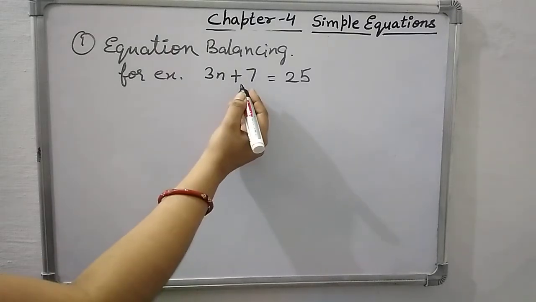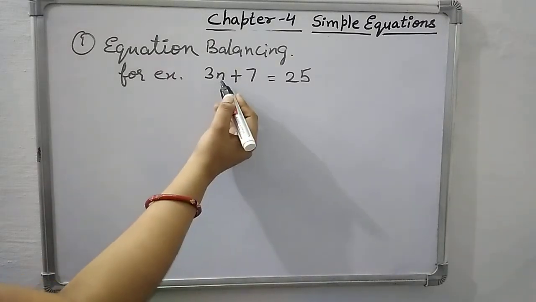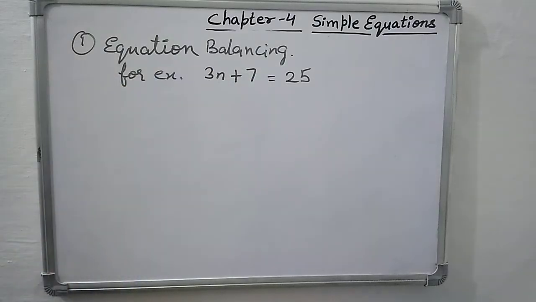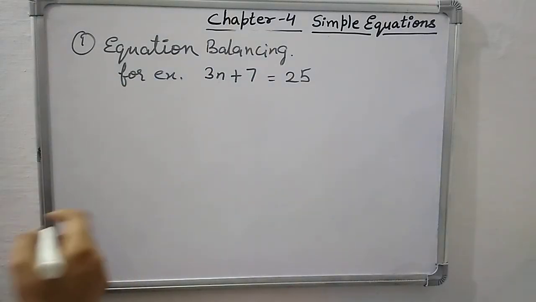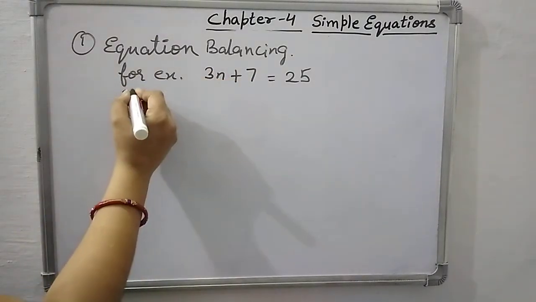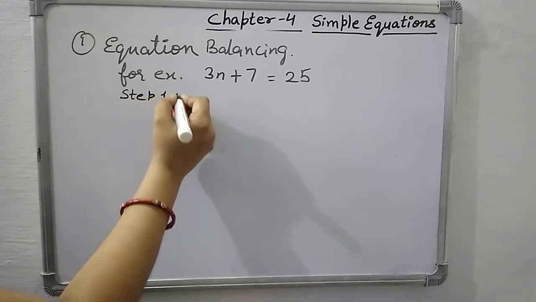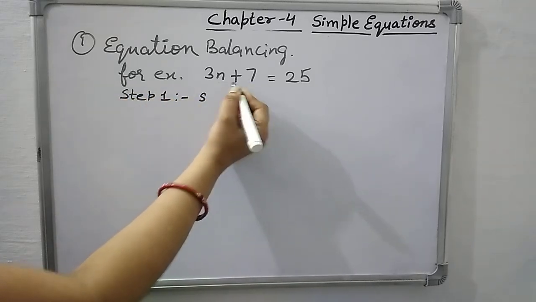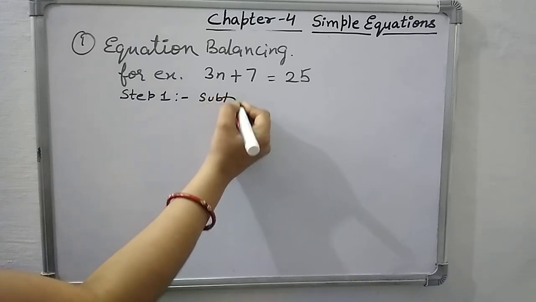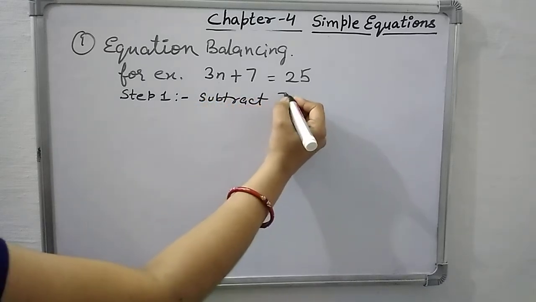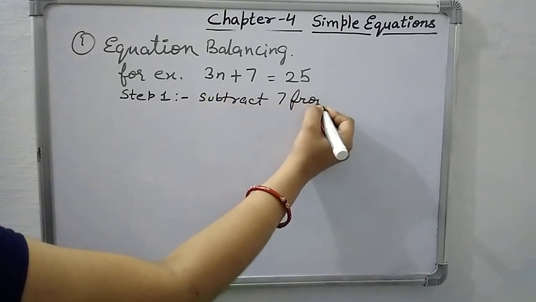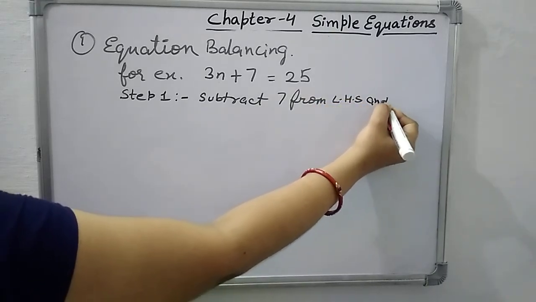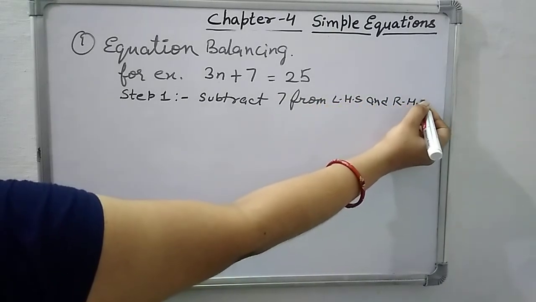So here we can see that this 3n is with plus 7. Firstly, we need to remove this plus 7 to separate our variable. So step 1 for this will be, here the 7 is in addition, so we will subtract 7 from LHS and RHS.